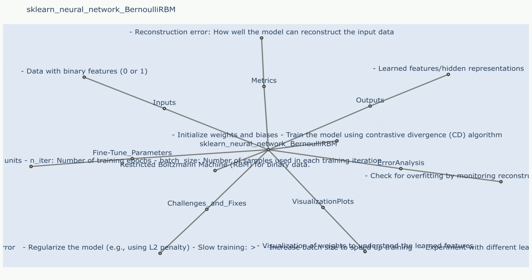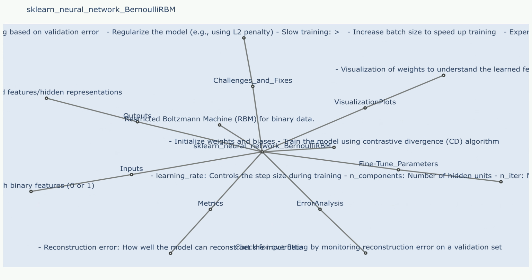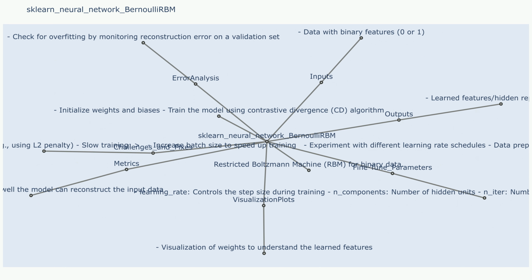Challenge 4. The model may be sensitive to the initial values of the weights and biases. Sample use case that resulted in challenge 4. The model converged to a local minimum, resulting in poor performance because of the poor initialization of weights and biases. Fixes to challenge 4. Use a good initialization technique, such as Xavier initialization. Train the model multiple times with different random seeds and select the model with the best performance.